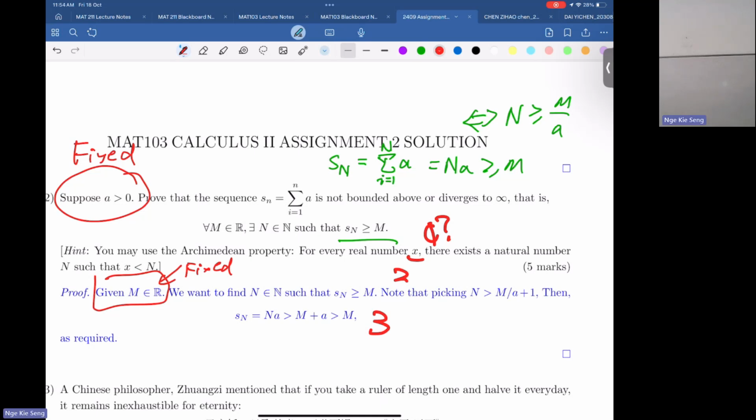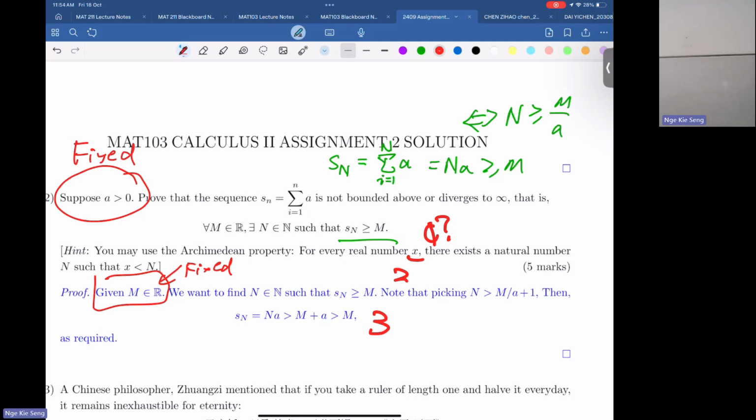The logic is very important here. I already gave you all the puzzle pieces. You just need to put them together. You don't need to think much. Don't simply go and find this N. It is given to you already.